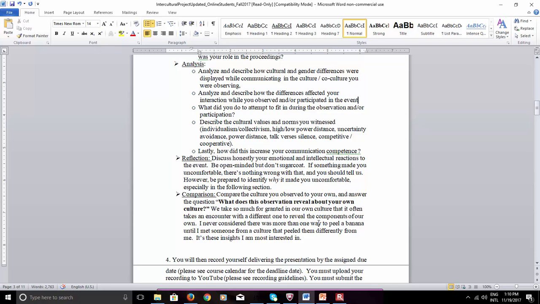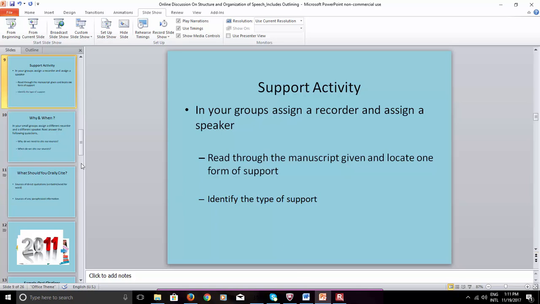And I talk about how we take for granted in our own culture how we do things until we interact with somebody that does them a little bit differently. And I use the example of peeling a banana. You might never have known that there were multiple ways to peel a banana until you met somebody with no hands who peels them with their feet, right? So that's an example.